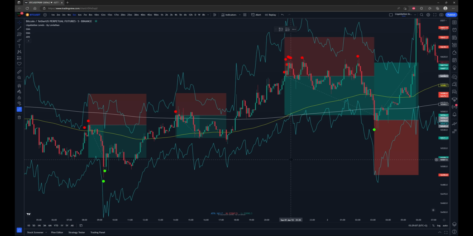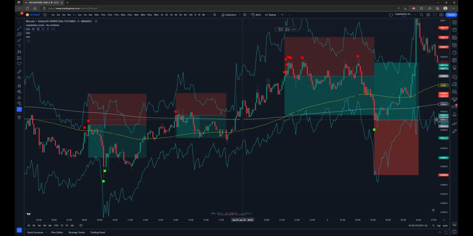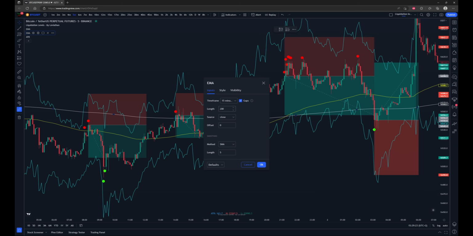All right, so to run through the indicators first, we have a 50 period exponential moving average set to a 15-minute time frame, and this is on a 5-minute chart, so just keep that in mind. Then we have a 200 period exponential moving average, also set to the 15-minute time frame.